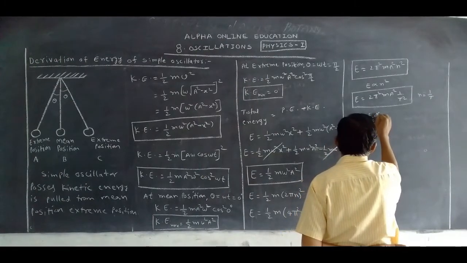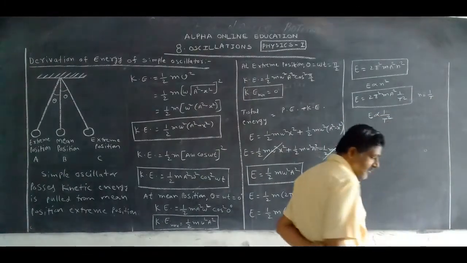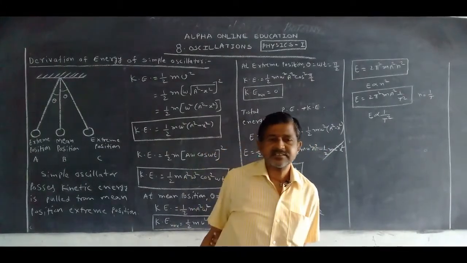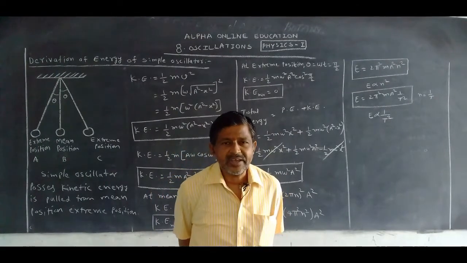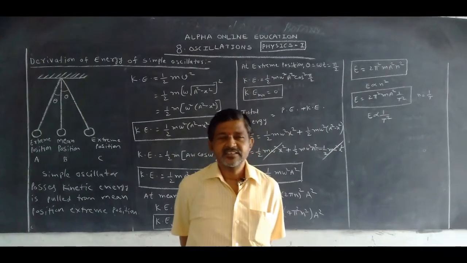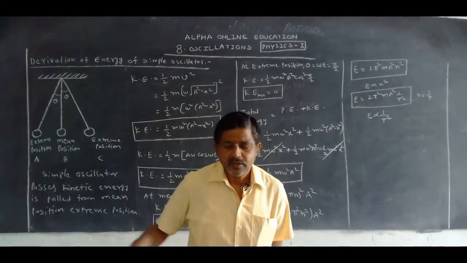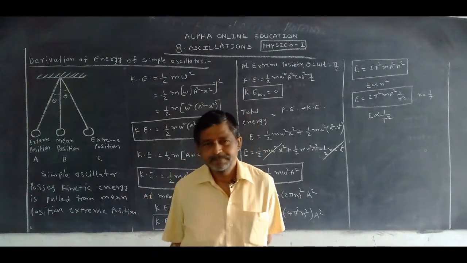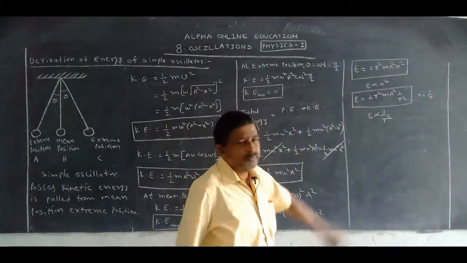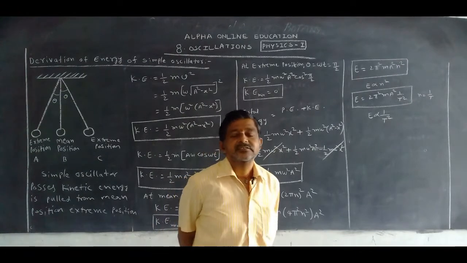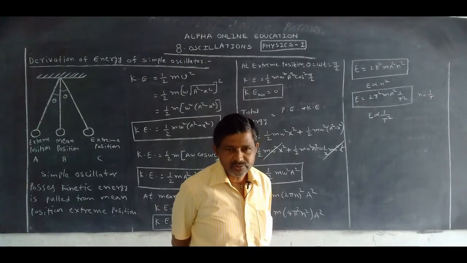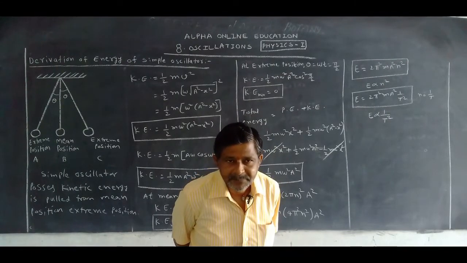So E proportional to 1 by t square means the energy of the simple oscillator is proportional to square of the frequency. When the frequency increases, energy increases. What is the meaning of frequency? Number of oscillations in 1 second is called frequency. That's why the energy of the simple oscillator is proportional to square of the frequency, or inversely proportional to square of the time period.